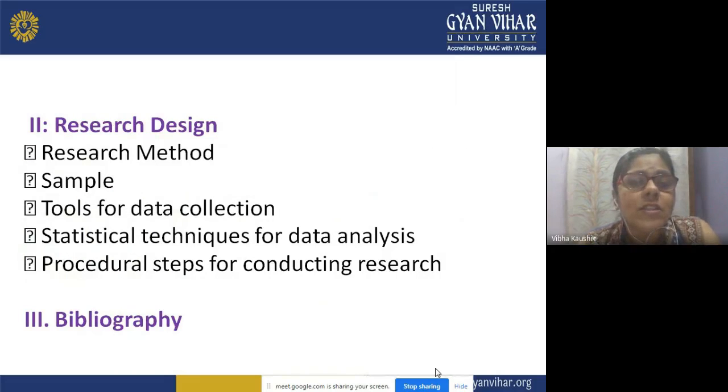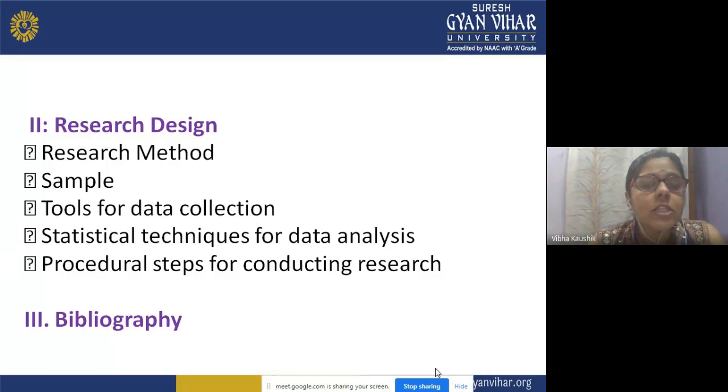The second one is research design. When you are writing your proposal, the second step is related to the research design. It will cover the research method: which research method will you apply? Second, the sample: from whom will you collect the data? Third, the tool for data collection: which tools will you apply for collecting the data? Then the statistical technique for data analysis. It can be mean, percentage, t-test, ANOVA or ANCOVA. Any statistical technique you can apply for the analysis of the data.